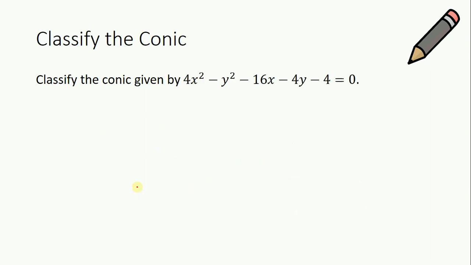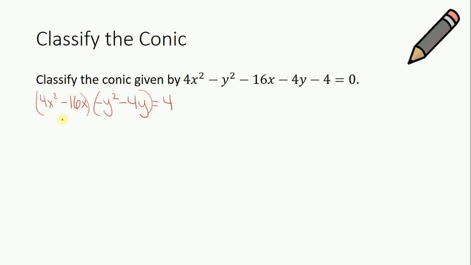Last one of the video. So we have 4x squared minus y squared minus 16x minus 4y minus 4. Holy buckets. Let's get everybody together here. Let's get our x squared terms together, or our x terms. Let's get my y's together. Then I'm going to kick 4 to the other side right away, get it out of the way. Let's go ahead and do some grouping here.